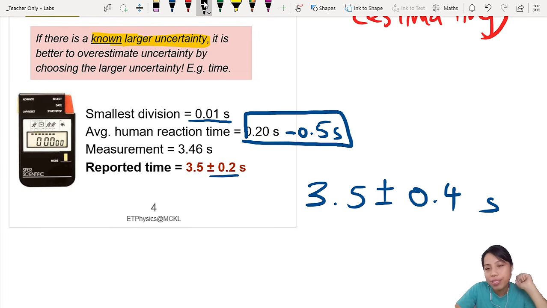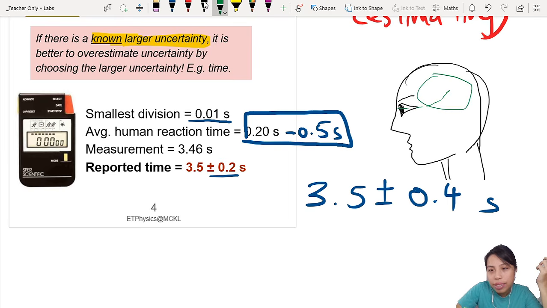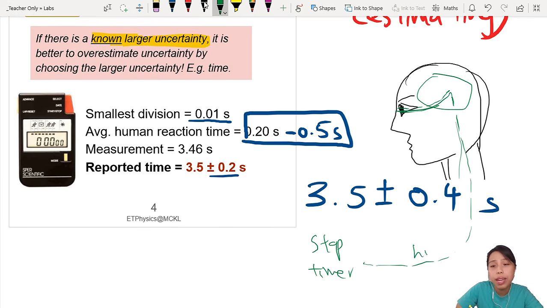Because we are humans. This is our brain. When your eye sees the thing, the signal will be sent to your brain. And then the brain will send the signal to your hand and say, hey, stop the timer. So this whole pathway going from your eye to your brain and to your hand, that is the human reaction time. And everyone's human reaction time is different.